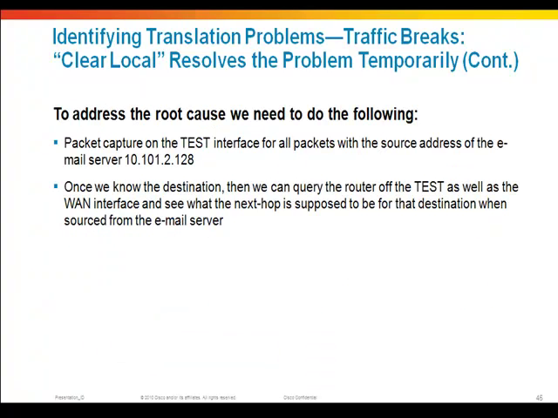Now, to get to the root cause, we need to apply captures on the test interface and find out why a source packet from the email server is even arriving on the test interface when it is supposed to arrive on the WAN interface. With the captures, we can see what the destination is, and then we can query the router about why the routing was configured or misconfigured for the packet to show up on the wrong interface.